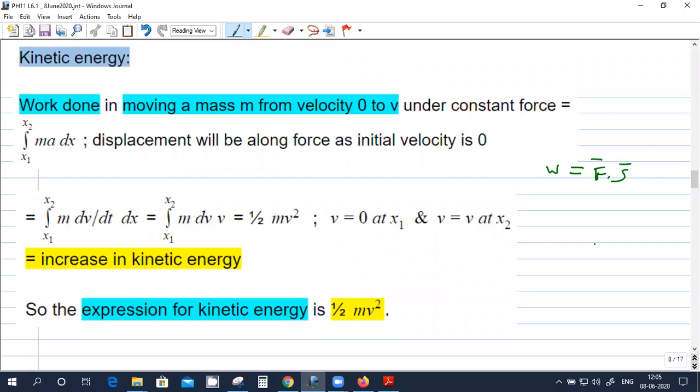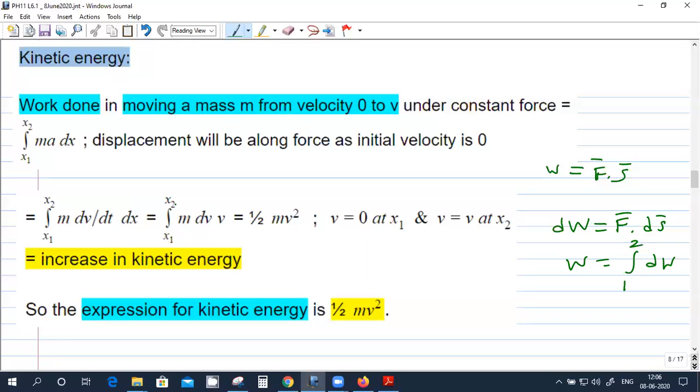But suppose the force is not constant, then we take a small interval dw in which the force is approximately constant, so dw is F dot ds. In the small displacement ds, the force is approximately constant. So the work done in that interval is dw, which is F dot ds. To get the total work done, you have to integrate dw between the limits 1 and 2.